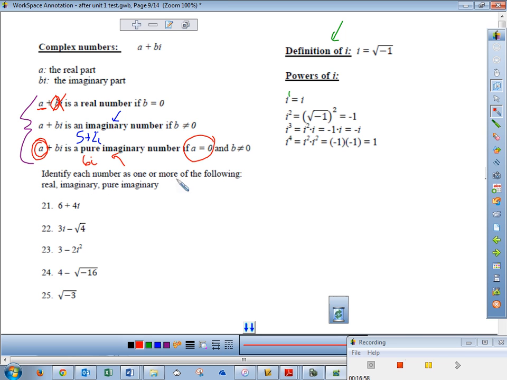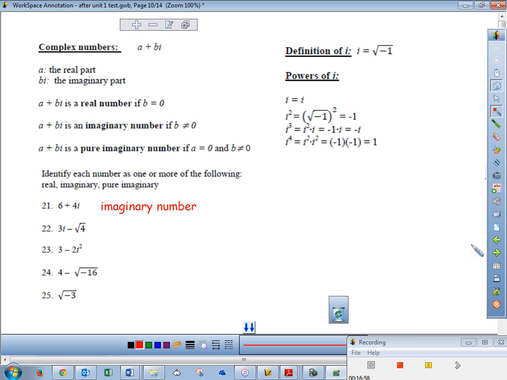They are saying identify if it is real, imaginary, or pure imaginary. So this guy, 6 plus 4i, he's got a real part, he's got an imaginary part. That is, just like this guy right here, an imaginary number. We can do a little bit of simplifying in our next one. You've got 3i minus the square root of 4, which of course is 2, and then we usually write it the other way around. It's a negative 2 plus 3i. He's got a real part, he's got an imaginary part, so he's an imaginary number as well.